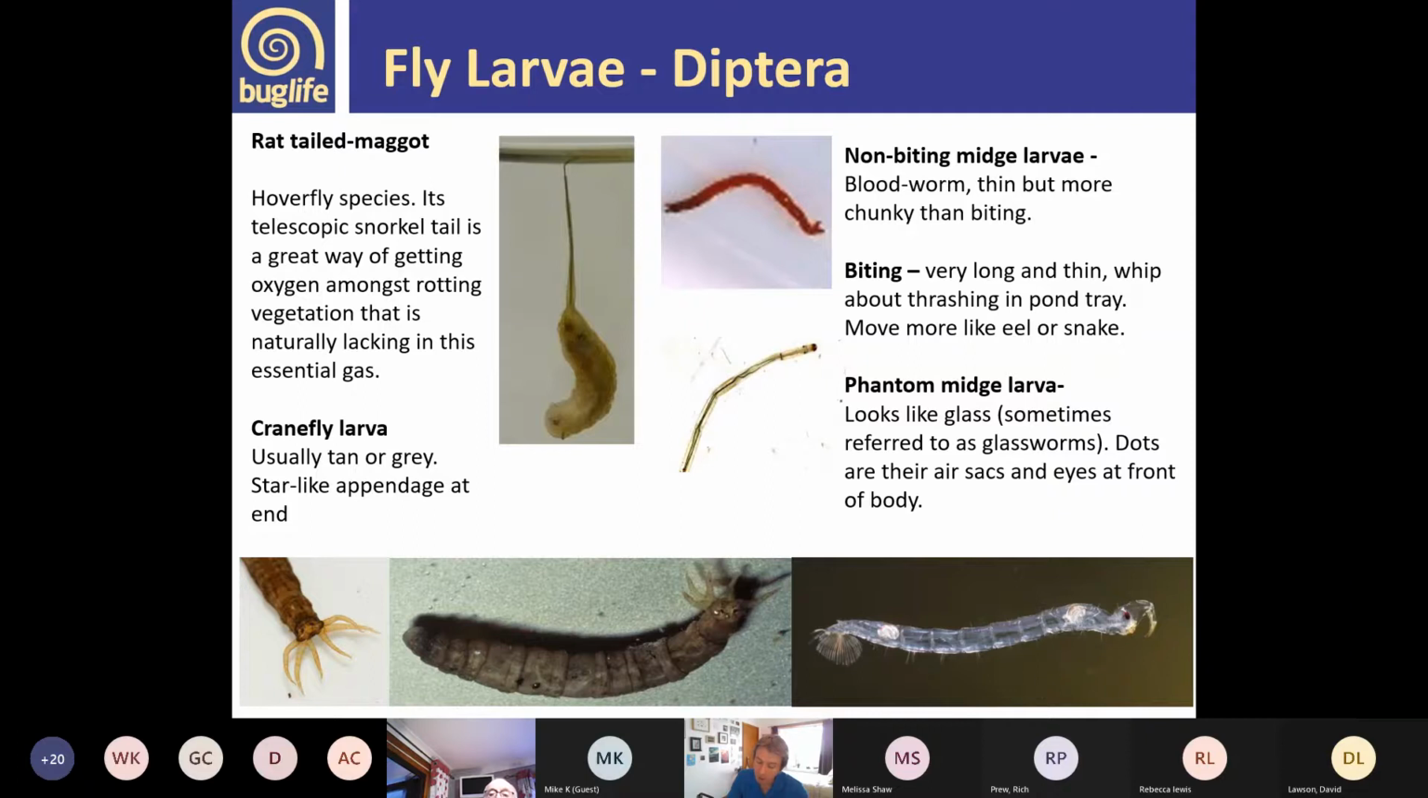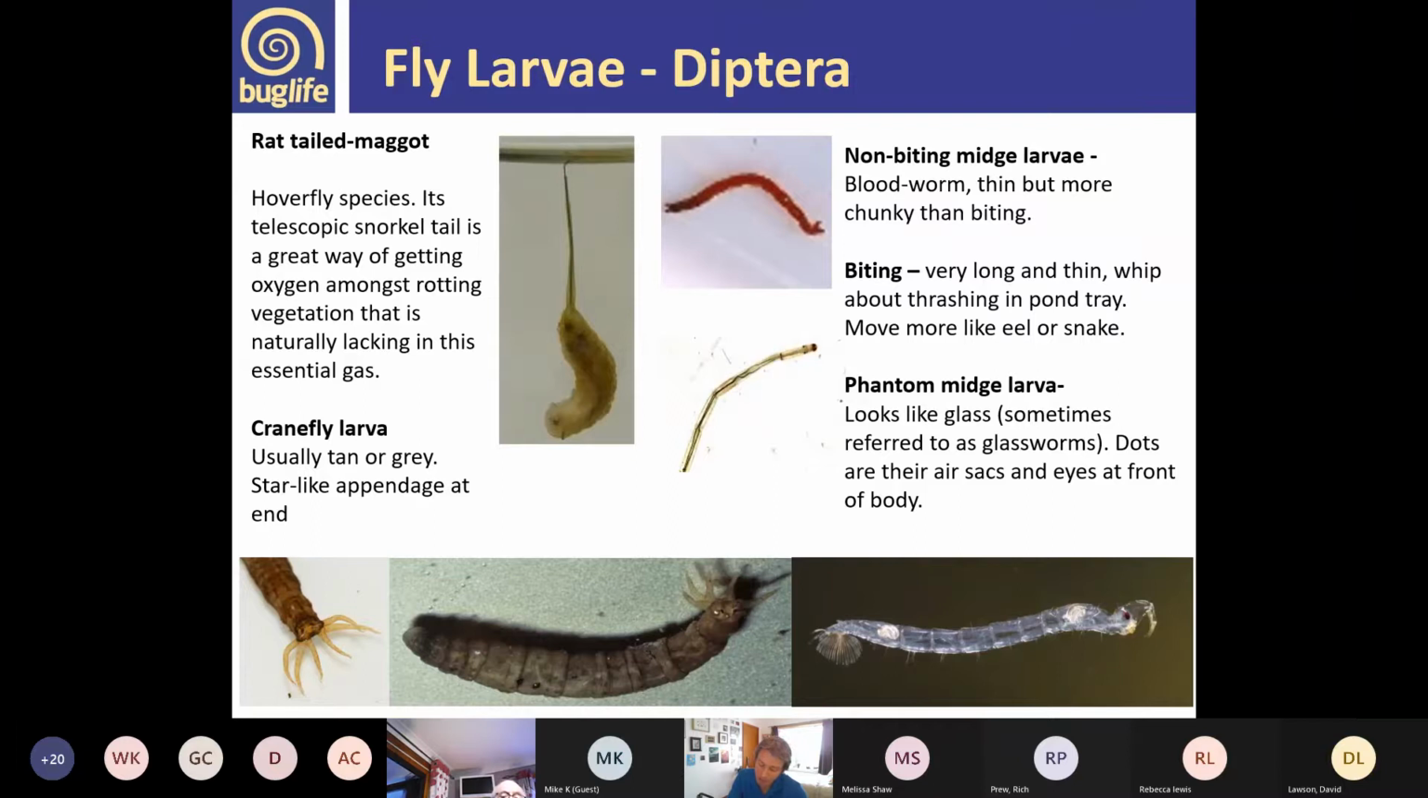The rat-tailed maggot is a hoverfly larva which has a tail. It is adapted as a snorkel, which allows it easy access to the fresh air above polluted water. Cranefly larvae have a distinctive star-shaped appendage near the end.